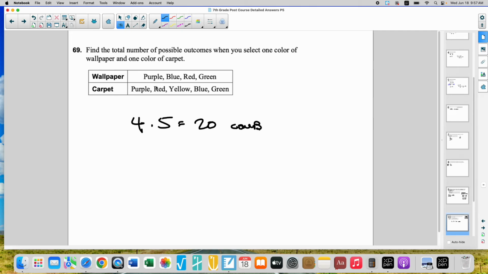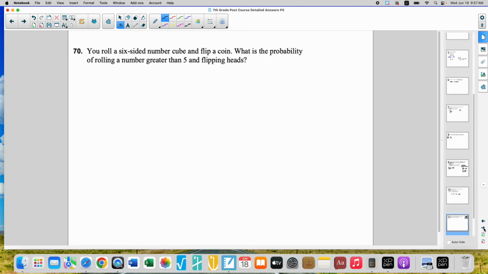combinations. You can do purple, purple; purple, red; purple, yellow; purple, blue; purple, green; blue, purple; blue, red; and so on through red and green. So there are 5 for purple, 5 for each color, hence why we do 4 times 5.